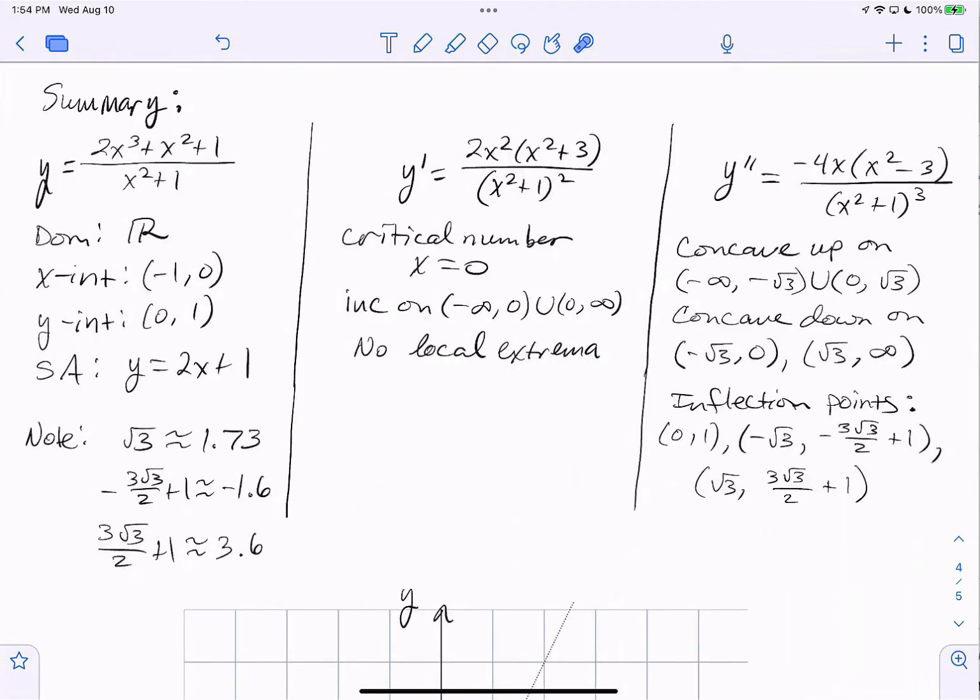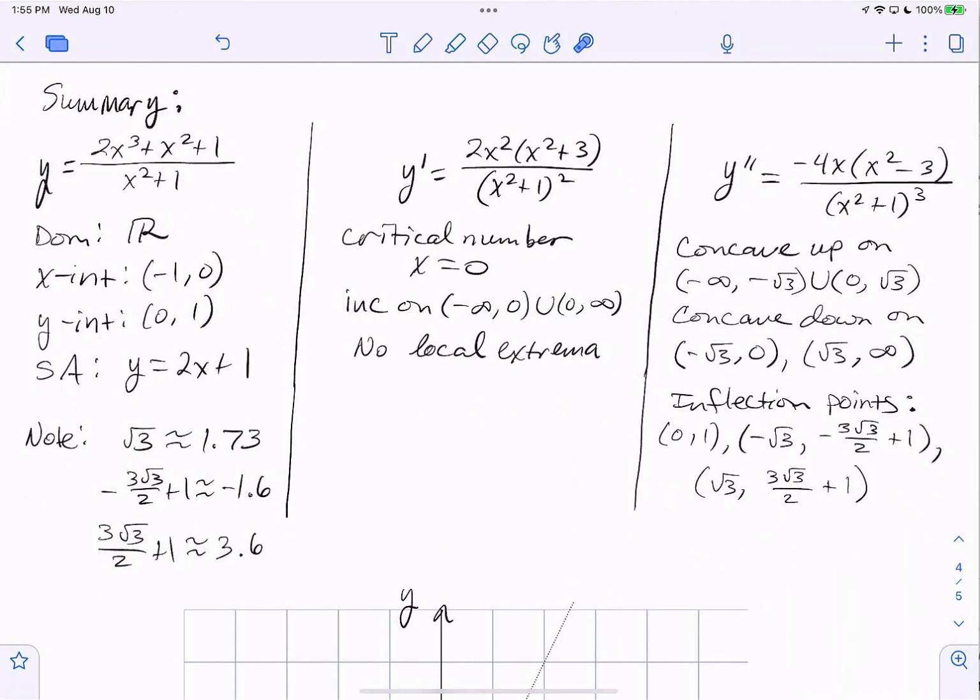So my summary is that for the function y, our domain is all real numbers. X-intercept is negative 1, 0. Y-intercept is 0, 1. Slant asymptote, y equals 2x plus 1. I'll come back to this note in a minute. For y prime, we got a critical number of x equals 0, increasing on the interval from negative infinity to 0, and also from 0 to infinity. I know that means we have a wiggle at x equals 0, no local extrema.